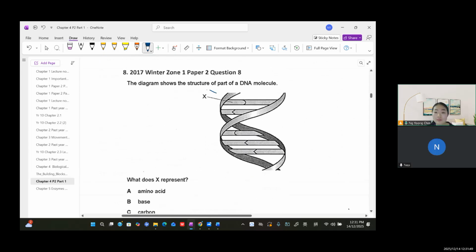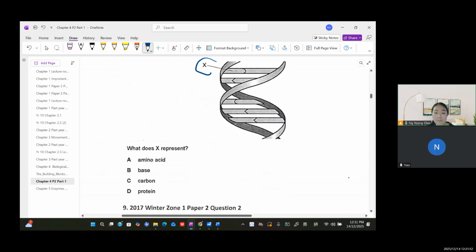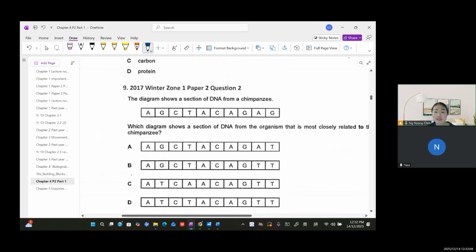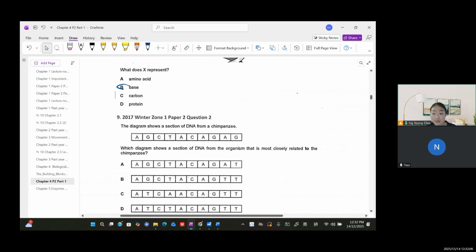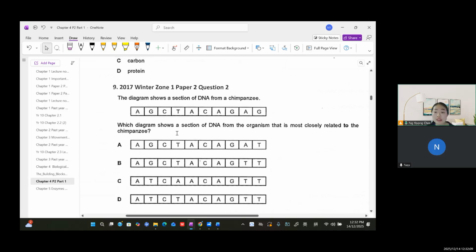For this one, what is the X? Which one? Base B. Yeah, it's a base, the nitrogenous base, A, T, C, G, four types of base. So I think you know how to do this. Okay, this one: which diagram shows the section of DNA from the organism that is most closely related to the chimpanzee? Most closely related means almost the same. So the answer is A, because there's only one base difference.